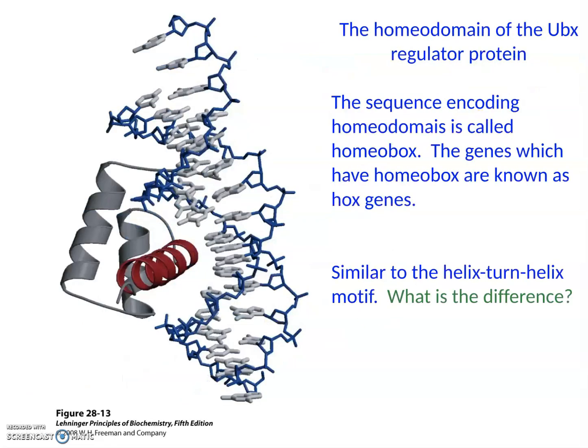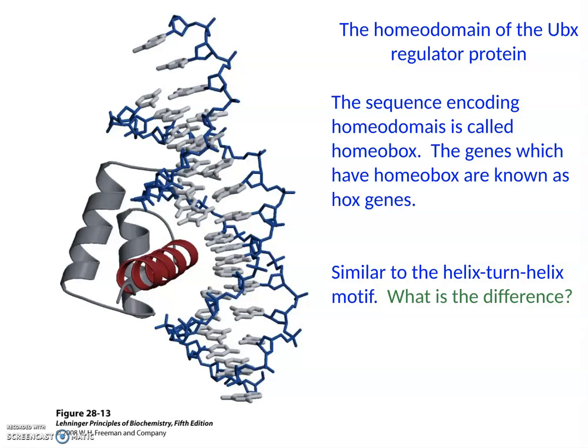The third DNA binding motif is the homeodomain. The sequence that encodes for homeodomains is called a homeobox. The genes which contain homeoboxes are known as Hox genes. Hox genes are very hot research topics right now because, as you would guess, they express transcription factors, and transcription factors regulate expression of genes. So that's why they're quite a hot topic right now in the research community.